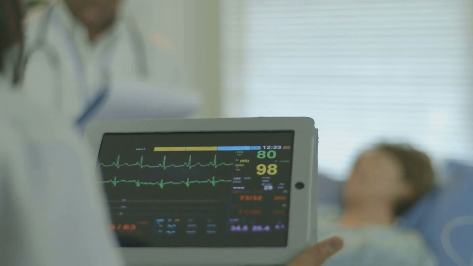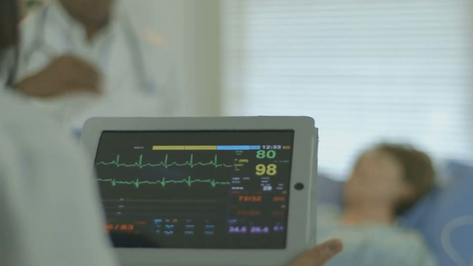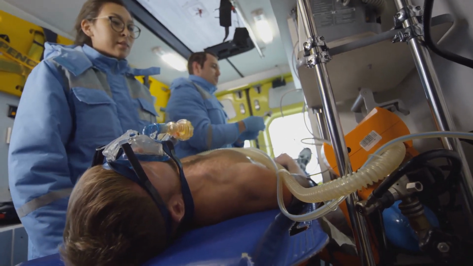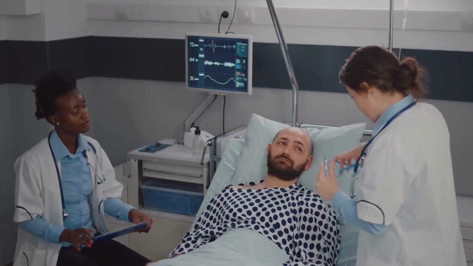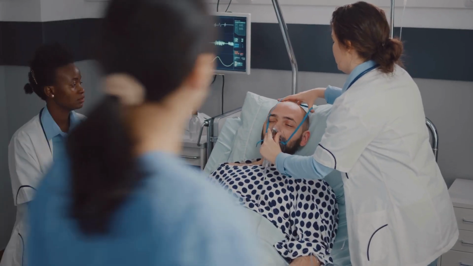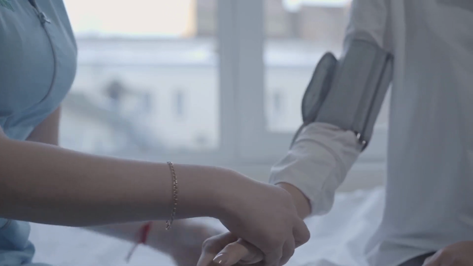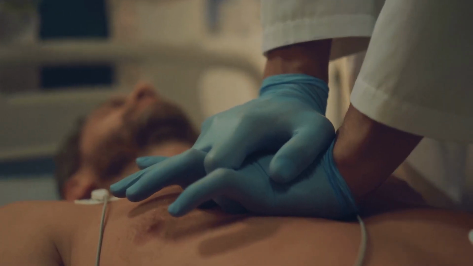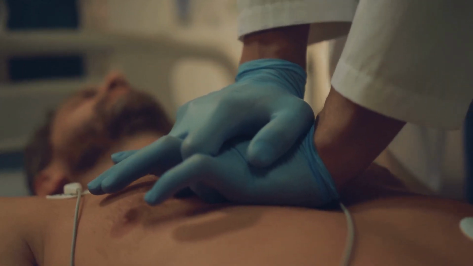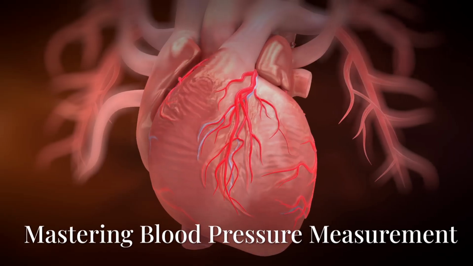Monitoring vital signs helps detect early warning signs. This is especially important in emergency situations. Changes in vital signs can indicate a worsening condition. Therefore, healthcare providers must be able to measure and interpret these signs accurately. This skill enables timely intervention and potentially life-saving measures.